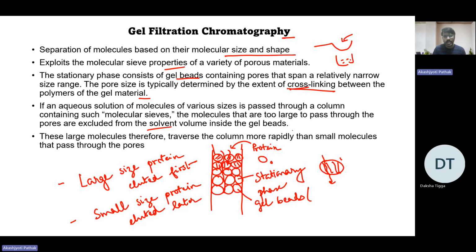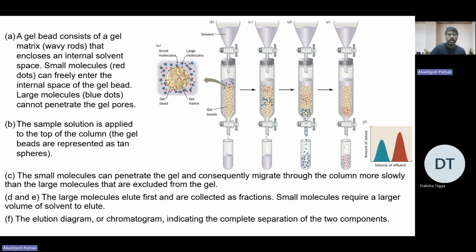The large molecules will therefore traverse the column more rapidly than the small molecules that pass through the pores. So this is the same thing that I was explaining. The ones that are larger will be eluted earlier compared to the ones which have a smaller size and smaller shape. Okay.